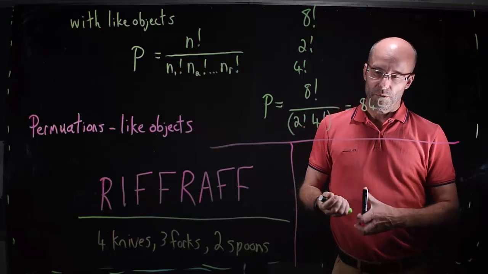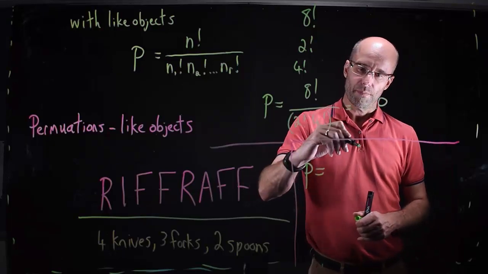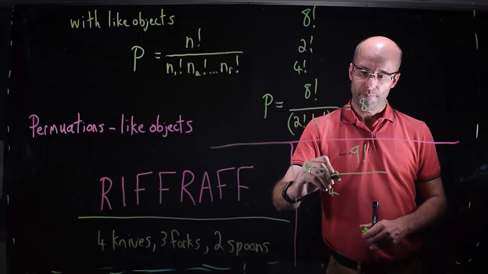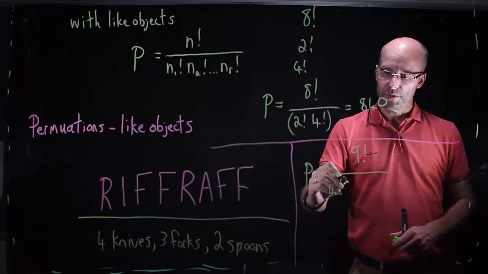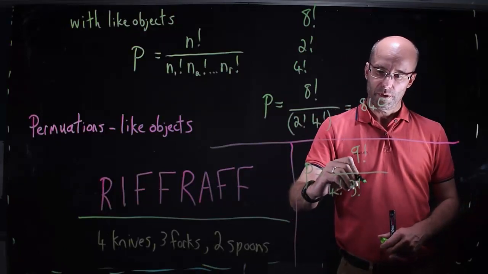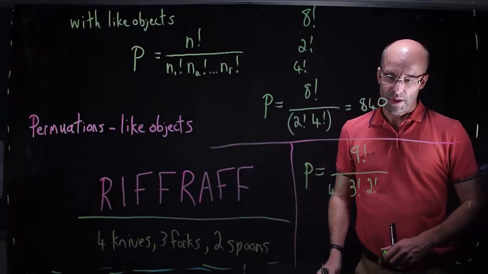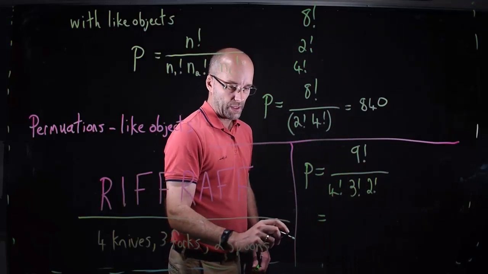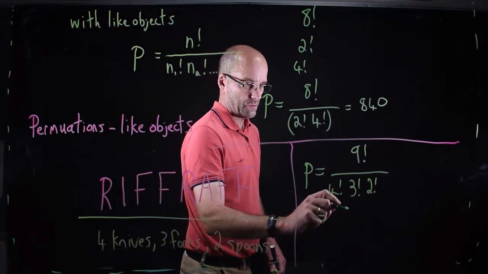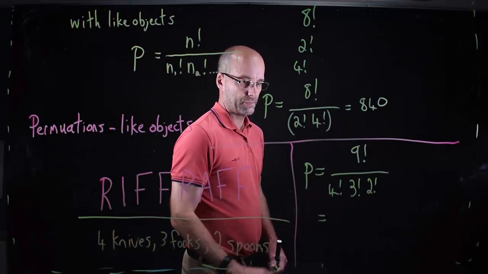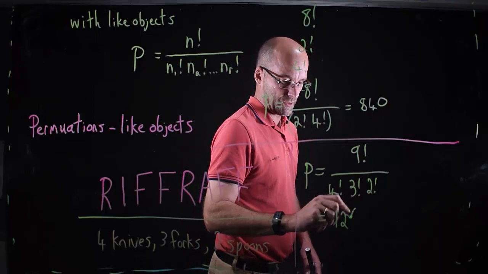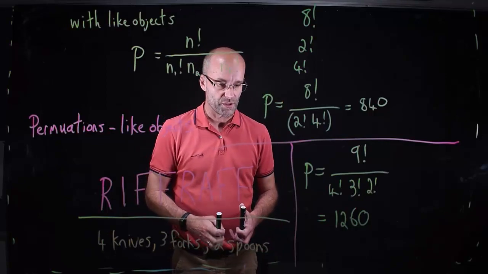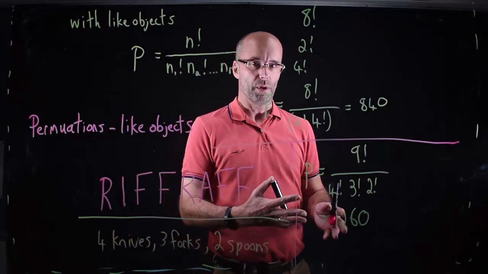9 factorial by itself. However, we've also got to consider the 4 identical knives, the 3 identical forks, the 2 identical spoons, and basically we have to divide by those there, and we can use our calculator for that. 1260 is the answer. So there are 1,260 different permutations for that situation.